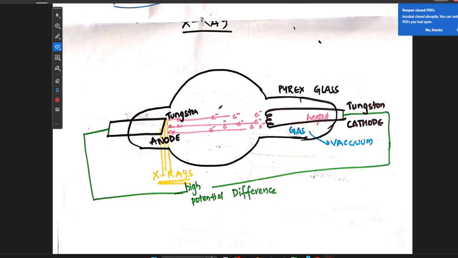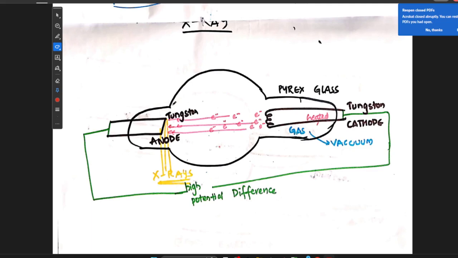Diagnostic X-rays are actually produced when an electron is suddenly stopped by the target anode. When the flowing electron is suddenly stopped or decelerated by a target anode in an X-ray tube, a diagnostic X-ray is produced.